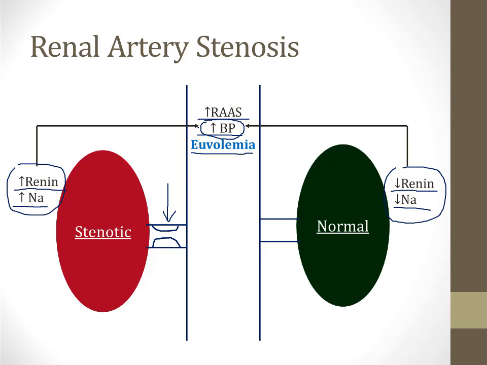This is a favored topic of board question writers because they can ask you about the one kidney which is sensing low blood pressure and the other kidney which is sensing high blood pressure, and test your knowledge of the underlying renin-angiotensin-aldosterone system.